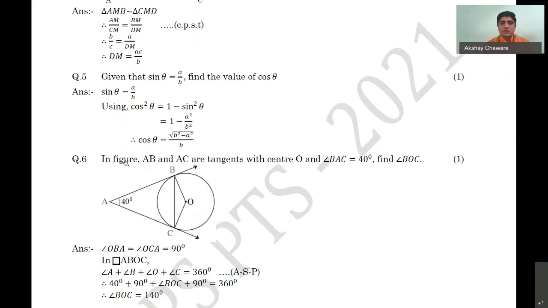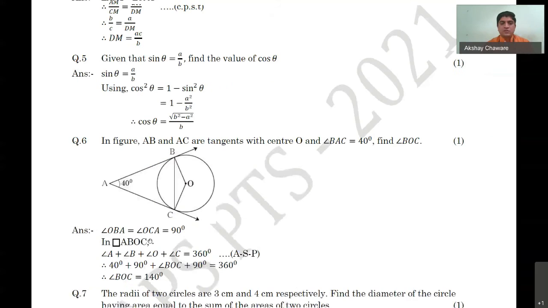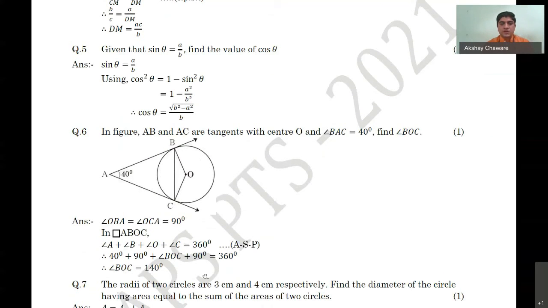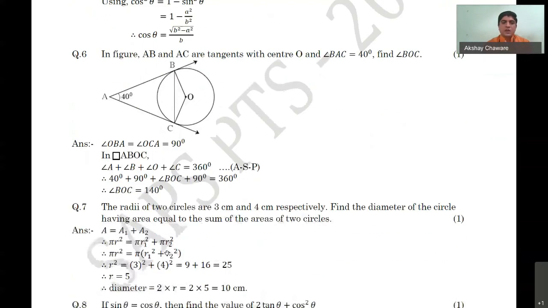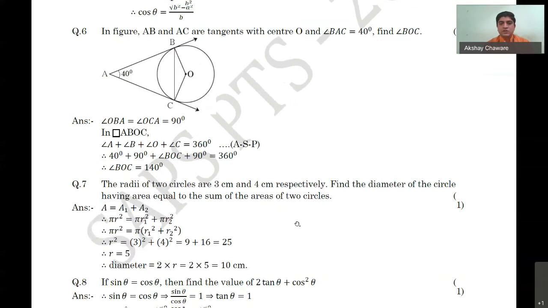In question number 6, in the figure, AB and AC are the tangents with center O, and angle BAC is equal to 40 degrees. This included angle BAC is 40 degrees here. We have to find angle BOC. As we know from the tangent-radius property, the tangent is perpendicular to the radius, so this angle is 90 degrees. In quadrilateral OBAC, angle B and angle C are both 90 degrees. So we can simply use the angle sum property and we get angle BOC, which is 140 degrees.